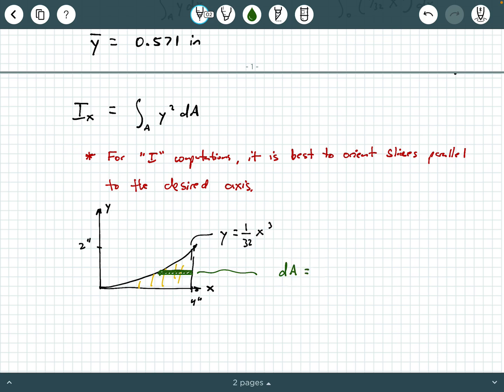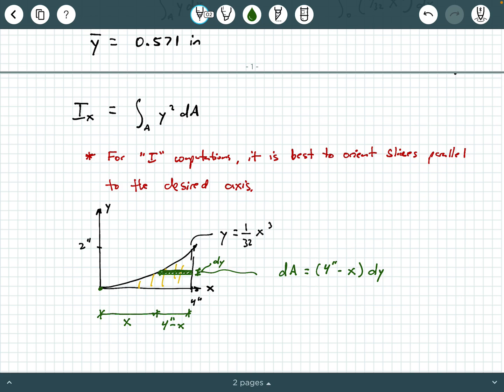Well, this area dA is going to be something times dy. This little height right here is dy. What is this little green dimension right here? Is it 4 inches? No. Is it x? No, not quite. Remember, x is an arbitrary distance measured from the origin. So the width of this rectangle should be what? 4 inches minus x. So our dA in this problem is 4 inches minus x times the height of that little slice, dy.